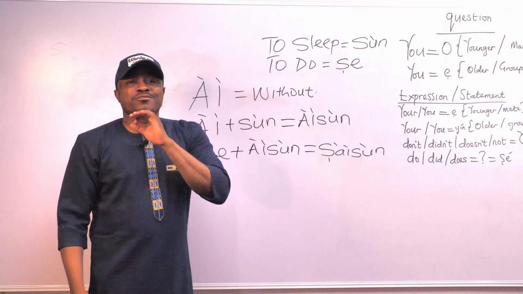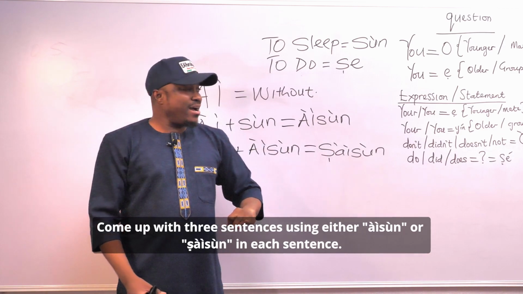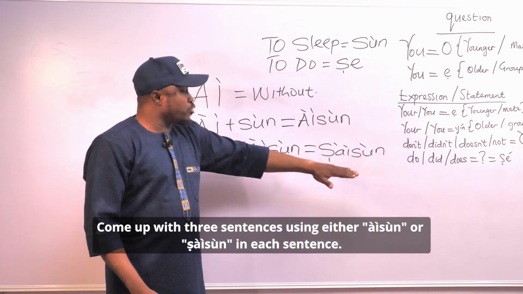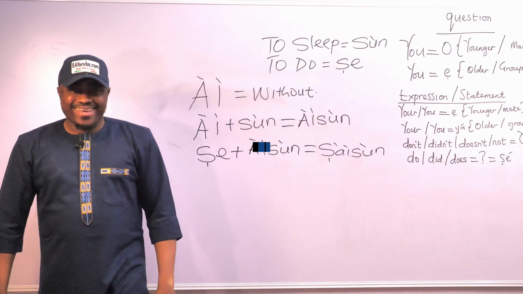Right. So I want you to give me 3 sentences in Yoruba with either àìsùn or to do it, ṣàìsùn. Boom.